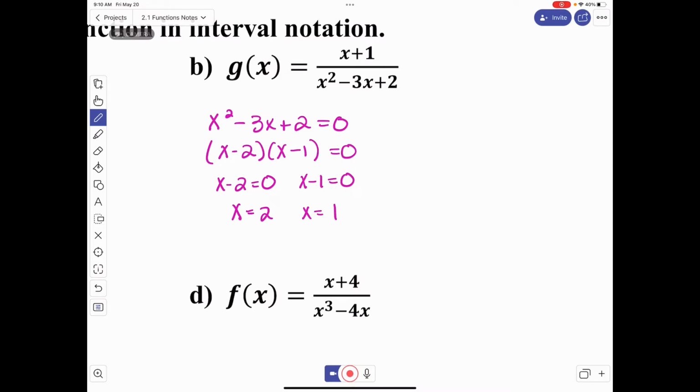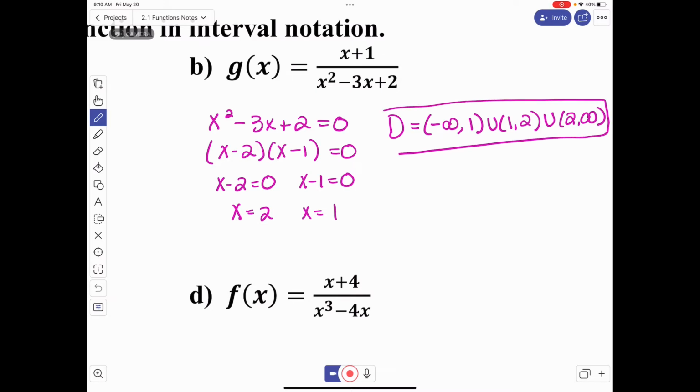And so now I want to put this in interval notation. So, domain. These are the two places that are going to give us issues, but we go from negative infinity to 1, and we go in numerical order, and then 1 to 2, and then 2 to infinity. So when you're doing this, you always start at negative infinity, and then you go in order with your numbers. You make a set of parentheses for each set of numbers, and then with your biggest number, it's that number to infinity.